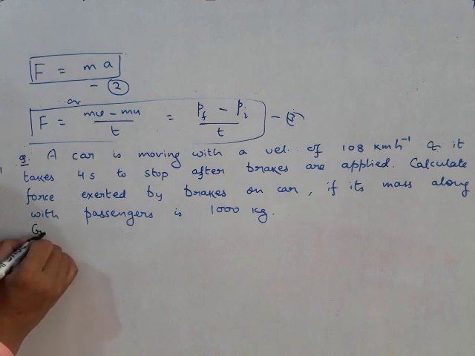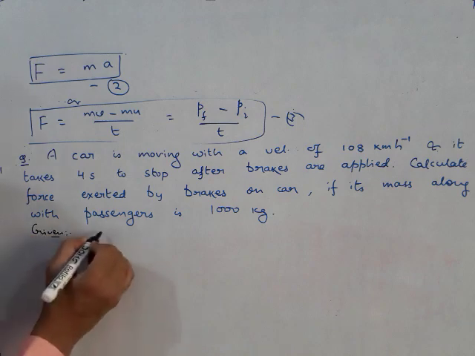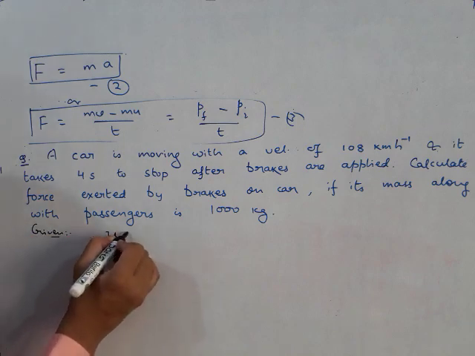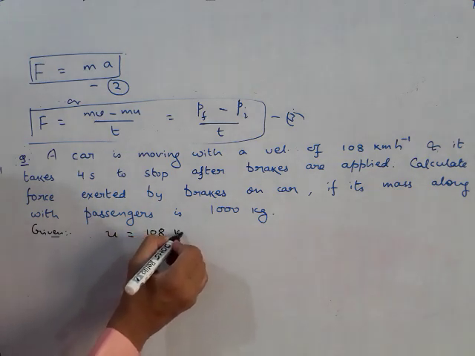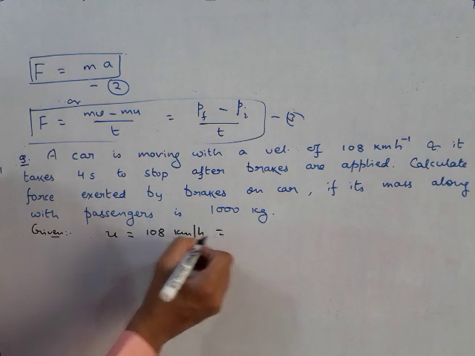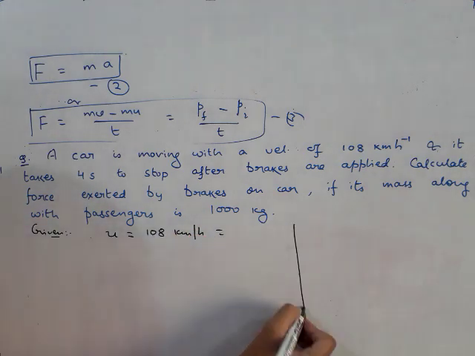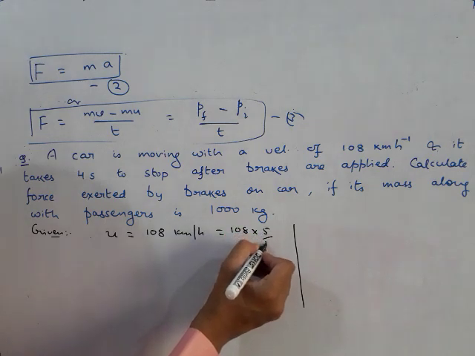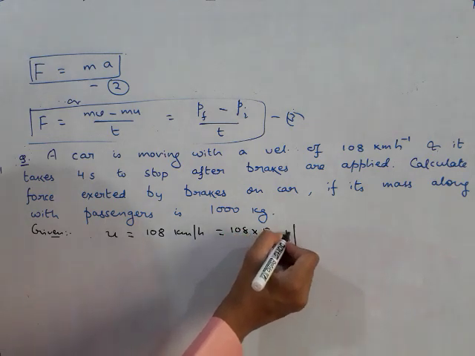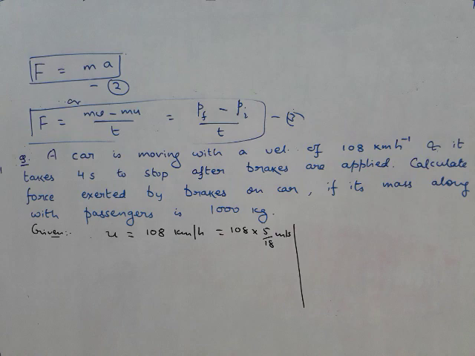Let's write the given things first. The initial velocity u is 108 kilometers per hour. You know, students, how we convert this to meters per second. So this becomes 108 into 5 by 18 meters per second. Calculations, students, I'll suggest you do yourself. I'll just discuss the method.